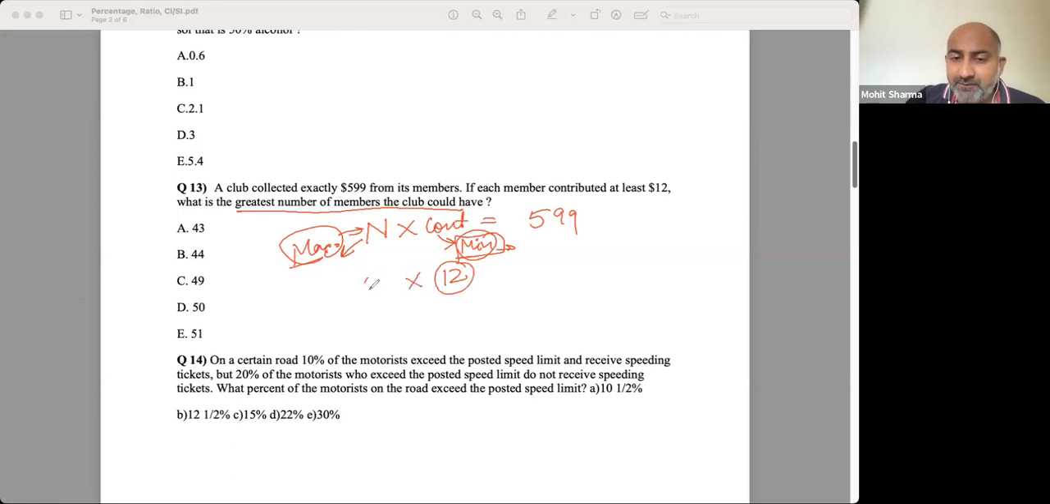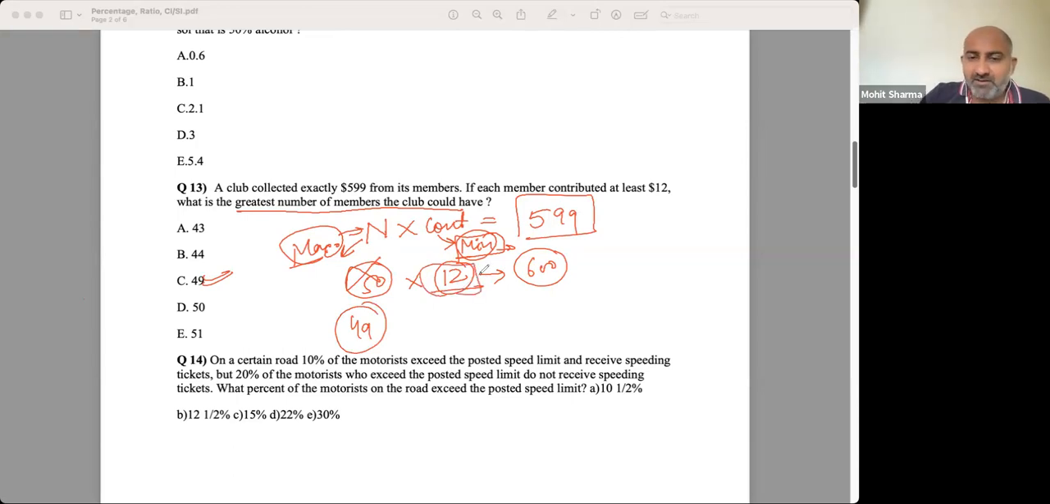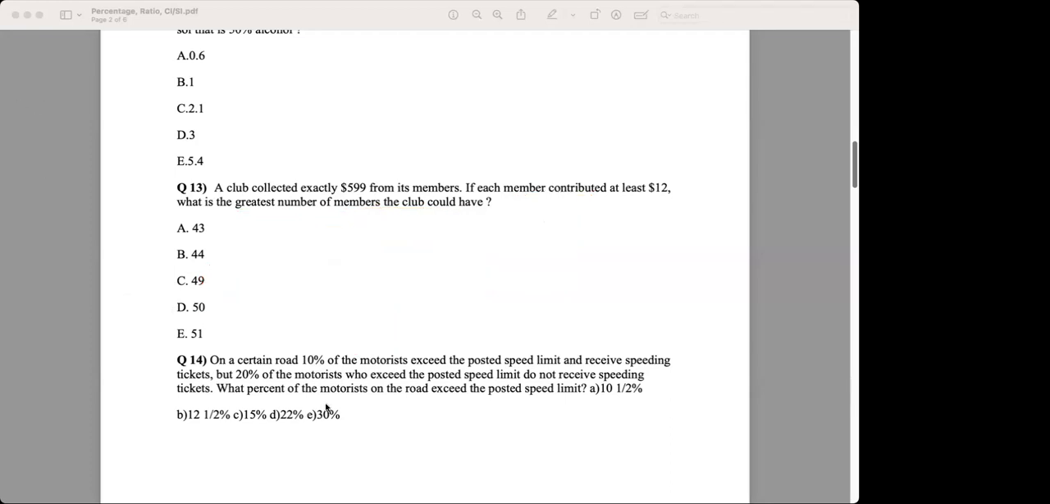Now, if you have 50 members, this will become 600, but it's not 600, it's 599. So you can't have 50. You'll have to pick one smaller number. That means 49 members, where some of the members would be contributing maybe more than 12. That's totally fine. The point is we can't have 50, but we can have 49. So that is the maximum number of members we can have. That's the only logic we need to use. Understood? Any doubts? Any questions? No, sir. Okay. Now let's come to ratios.